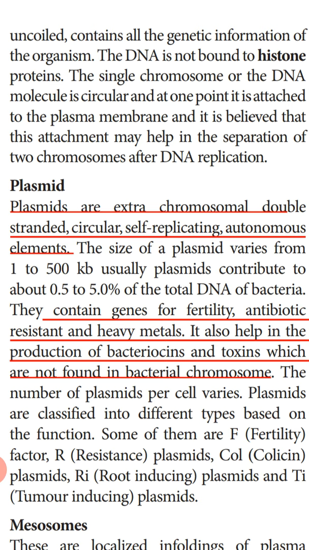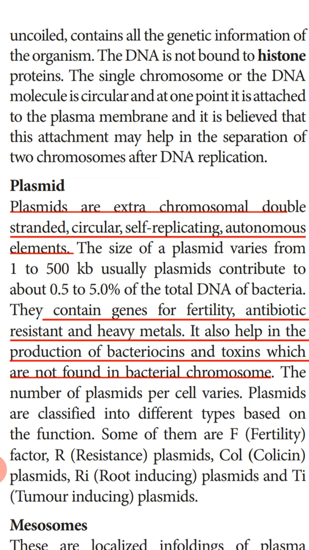So here the DNA molecule of the bacteria is circular in shape, whereas in the eukaryotes it is linear and straight. In the case of bacteria it is circular and is believed to attach to the plasma membrane. This attachment may help in the separation of the two chromosomes after DNA replication. One end of the circular DNA is attached to the plasma membrane for the replication of the DNA and their separation.